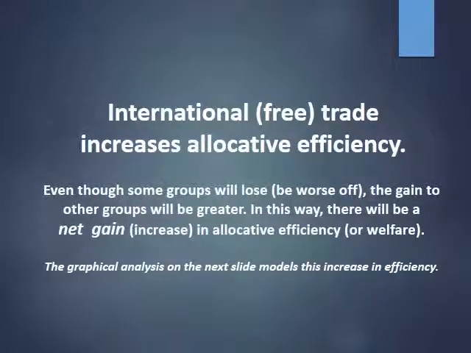So our focus now zooms in on allocative efficiency. And we're going to compare changes in consumer surplus and producer surplus that will be affected by the international trade. And we're going to see some groups will lose, be worse off, and other groups will gain. But there will be a net gain in allocative efficiency or welfare, because the benefit to the groups that gain will be greater than the loss to the groups that are worse off. So let's have a look.